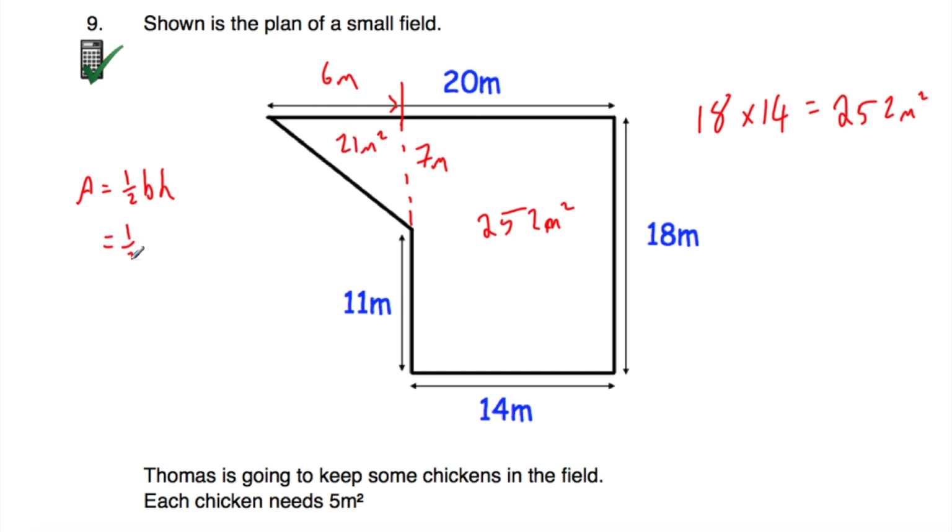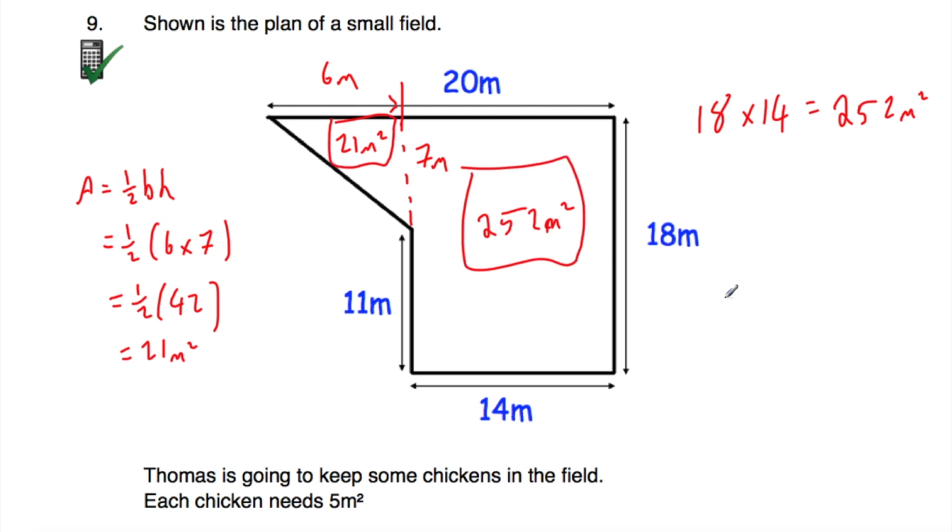So it's a half of 6 times 7. 6 times 7 is 42, so half of 42, and a half of 42 is 21 meters squared. Or you could just do 0.5 times 6 times 7 on the calculator, and that'll give you 21 meters squared as well. So if we now get the area of this triangle, we've got the area of the rectangle, so let's add them together. So 252 plus 21 is equal to 273 meters squared. That's the area of the whole field.